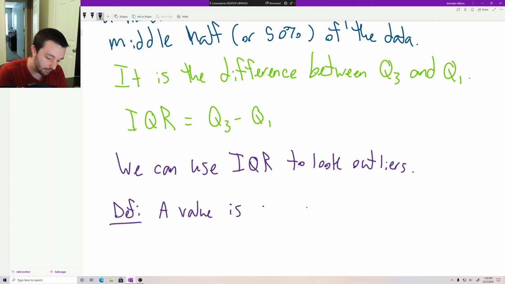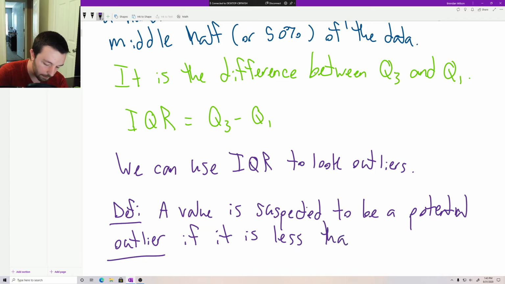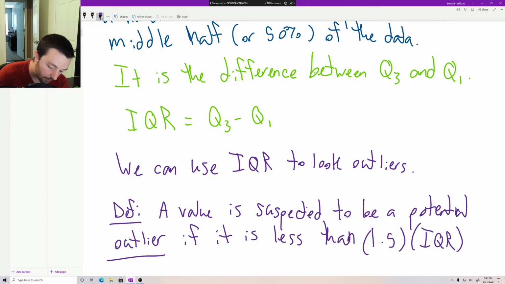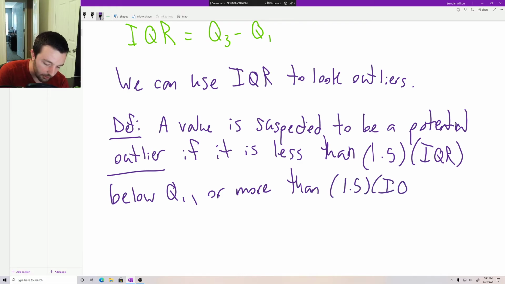So a value is suspected to be a potential outlier if it is less than 1.5 times IQR below Q1, or more than 1.5 IQR above Q3. Okay.